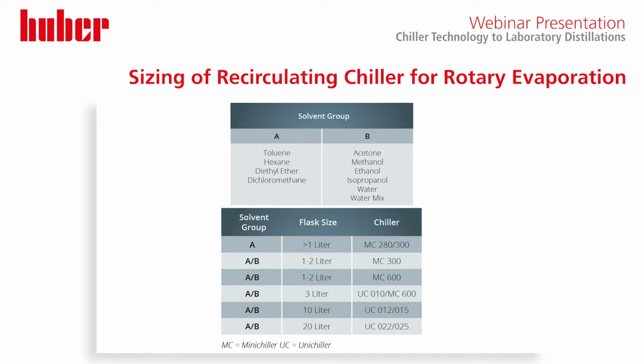These range from the smallest, the mini chillers, the 280, the 300 and 600, up to about 2 litres. Once you go above that to a 3 litre distillation flask, which is more of a small process rotary evaporator, all the way to your larger 20 and 10 litre rotary evaporators, we can see that we might need 1 kilowatt of cooling, 1.2, 1.5 kilowatts of cooling, and for the very big ones, about 2.5 kilowatts of cooling.